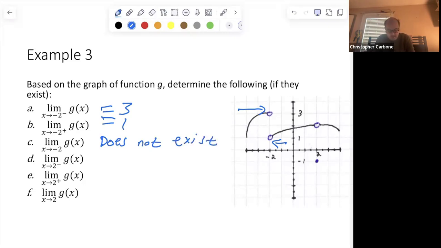With the overall limit as we approach 2. If we approach +2 from the left, we get a value of 2. If we approach +2 from the right, this also gives us a value of 2. Both of those are equal, so this gives us a value of 2, despite the fact that we have this extra point down here, but we can ignore that as it's not needed for that.